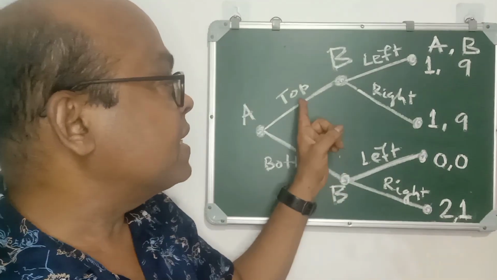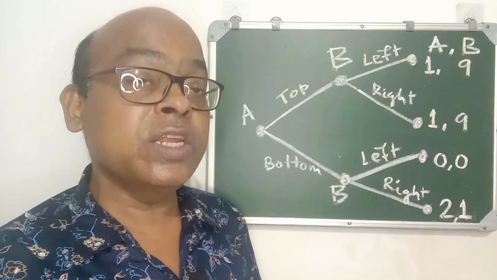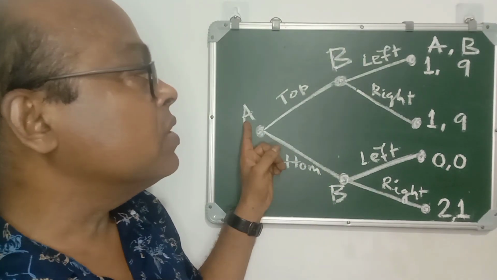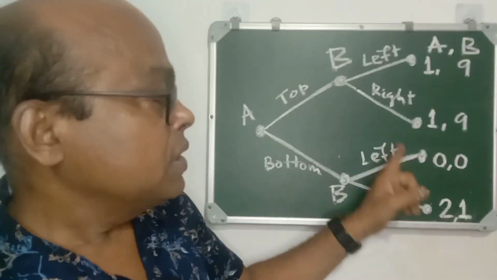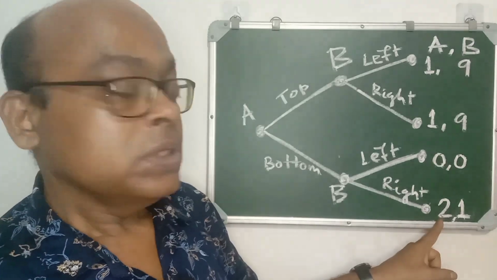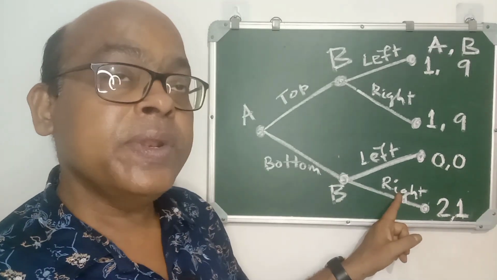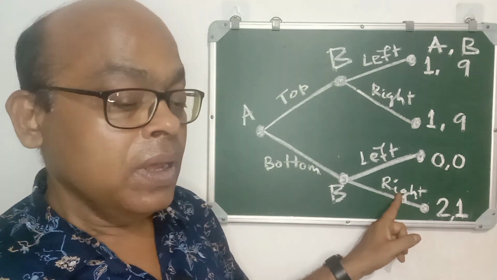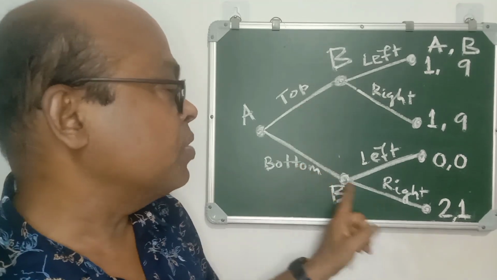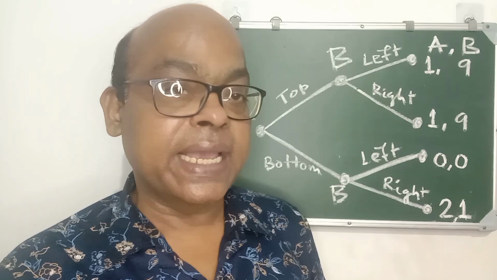Therefore, the strategy top left is not a reasonable equilibrium, because A will never want the lesser payoff 1 than 2. That's why 2, 1, that is bottom right, is the equilibrium strategy in this sequential game. That is bottom right, not top left. This is from A's side.